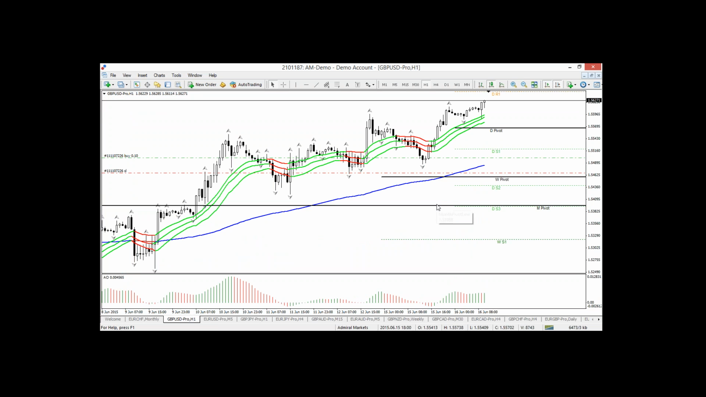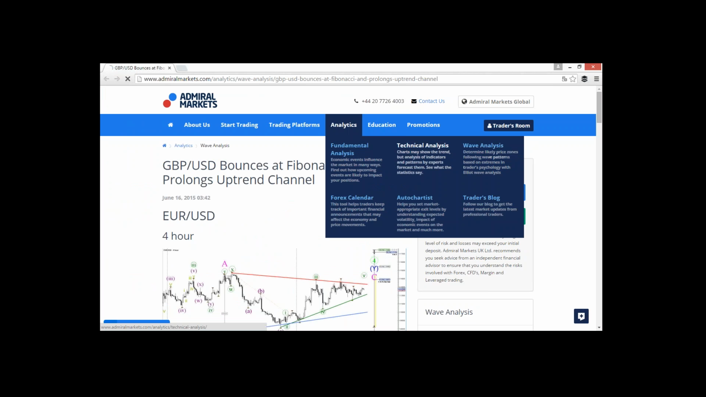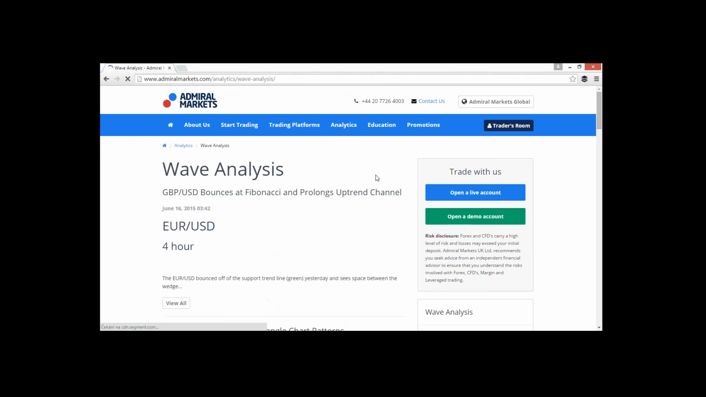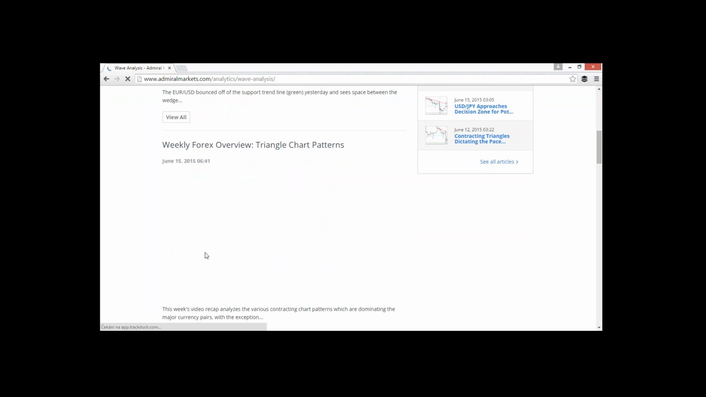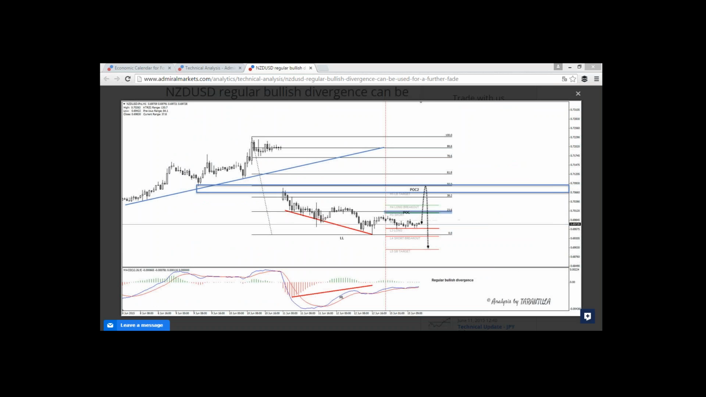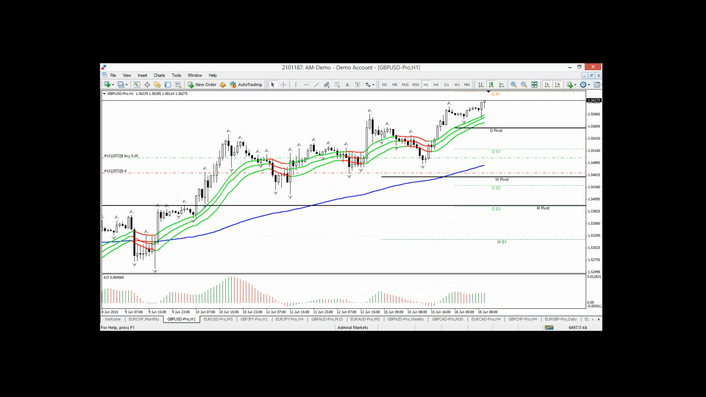Alrighty, pound dollar. Yesterday I mentioned a potential long trade that I found interesting, and you can find that overview video by going to the wave analysis page. Just go to wave analysis, analytics, and then wave analysis, and you will find here the weekly Forex overview. That was yesterday's video. In that video, I mentioned a potential long at around 155 with a stop loss below at about 154.60.